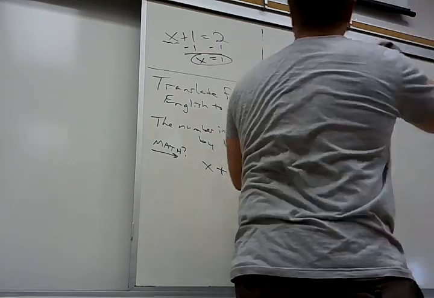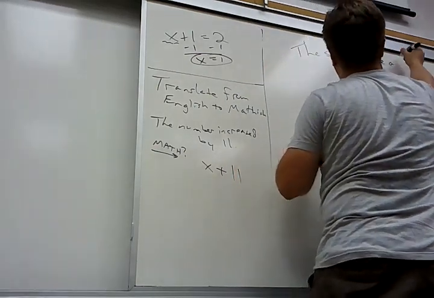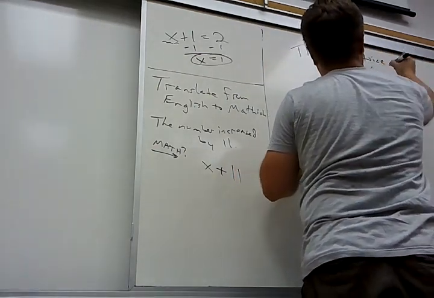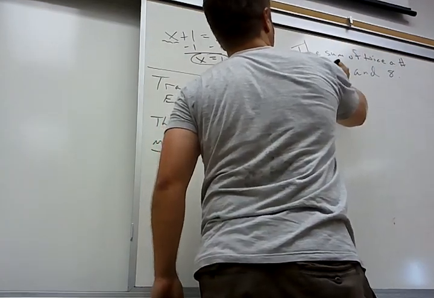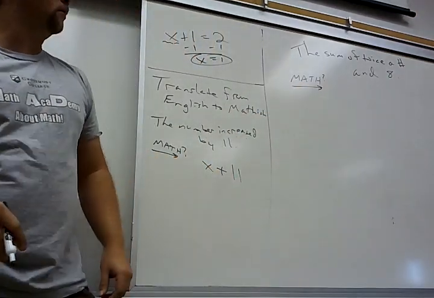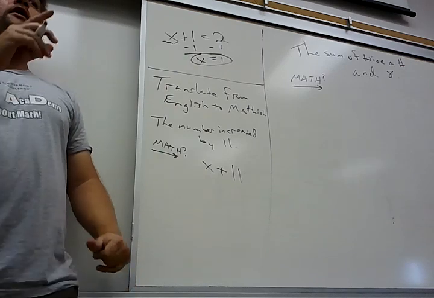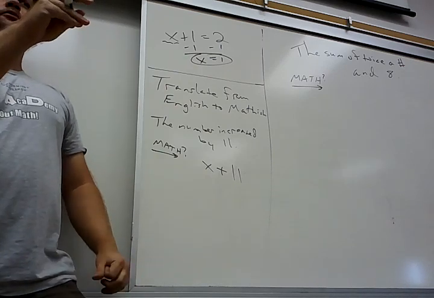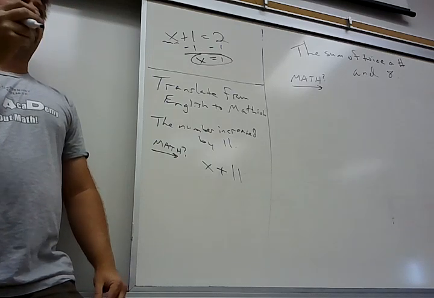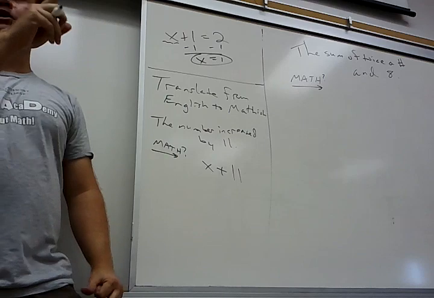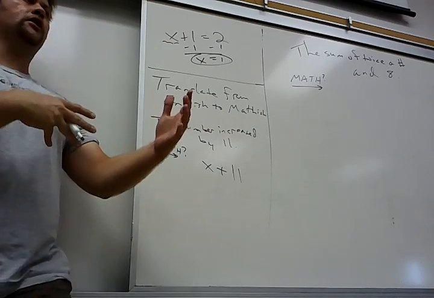What about this? The sum of twice a number and 8. What is that in math? X squared. Careful now. No. Twice a number refers to what operation? Multiply. Like if I say, what's twice 10? Multiplication, not exponents, not raising to a power. Twice 10 is 20, not 100.